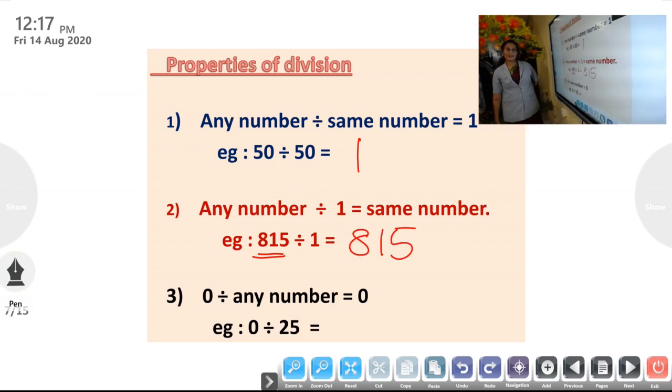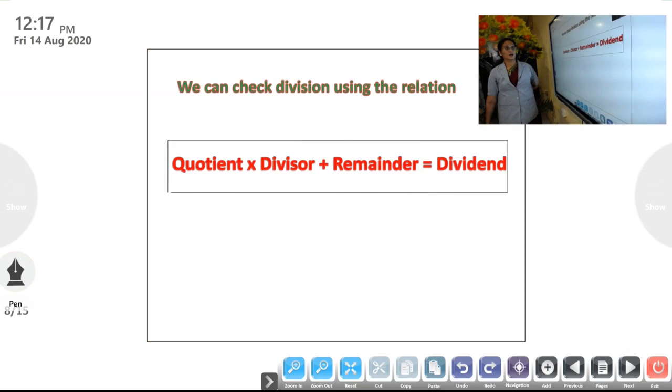Then third property, 0 divided by any number. When we divide 0 by any number, the answer or the quotient is 0. Example, 0 divided by 25. What will be the answer? It will be 0.